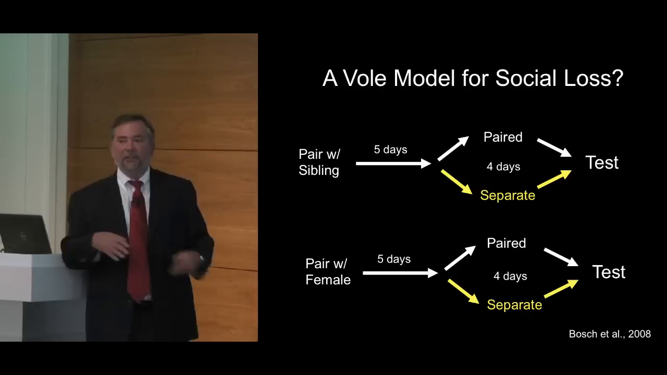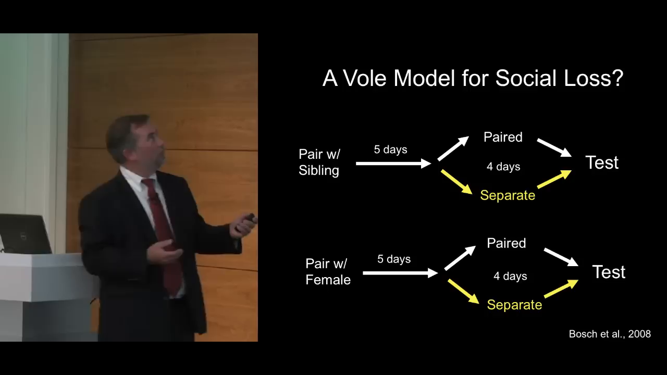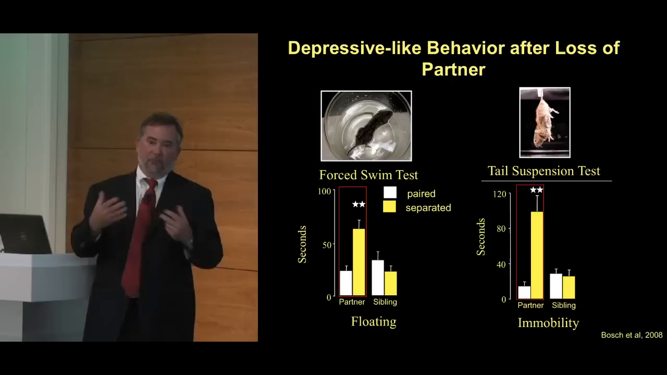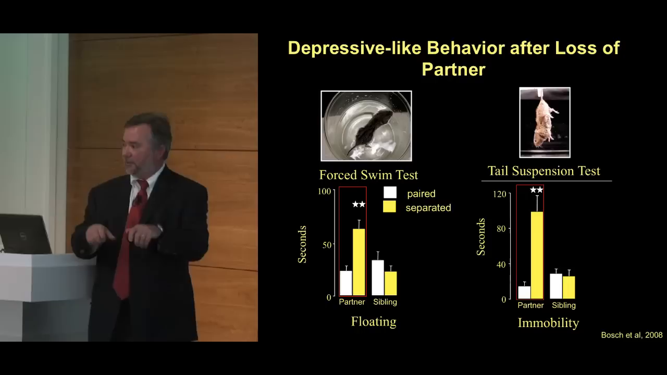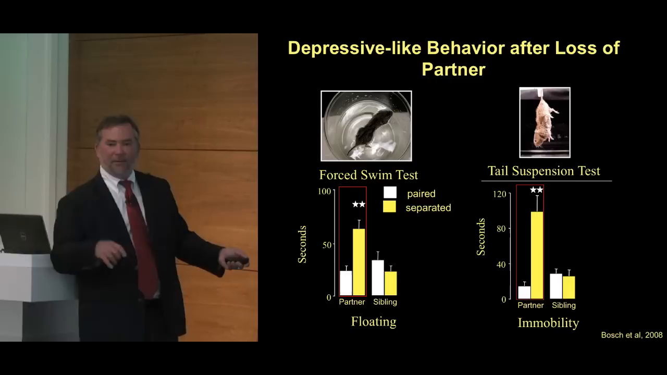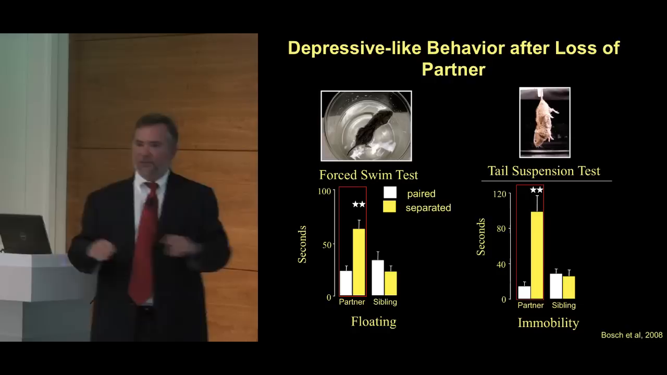We looked at behavioral tests of despair and depression. One test is called the forced swim test, where you put them in a beaker of water for 5 minutes and you see how long they struggle to get out. An animal that has been stressed in some way will not struggle for very long and will just float. Animals that were separated from their sibling behaved exactly the same as if they were paired with their sibling, but if they had been separated from their partner and put in this water, they showed this despair behavior.